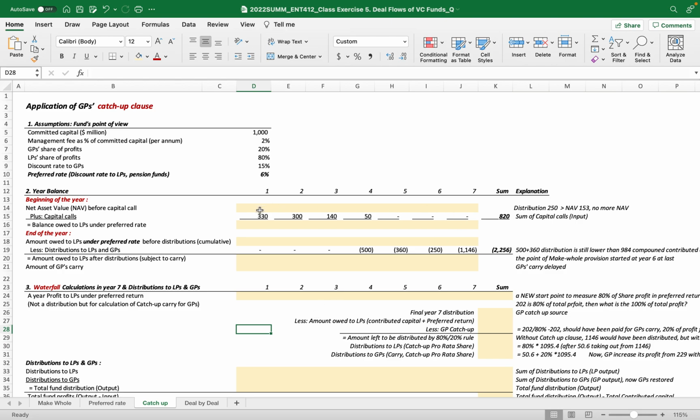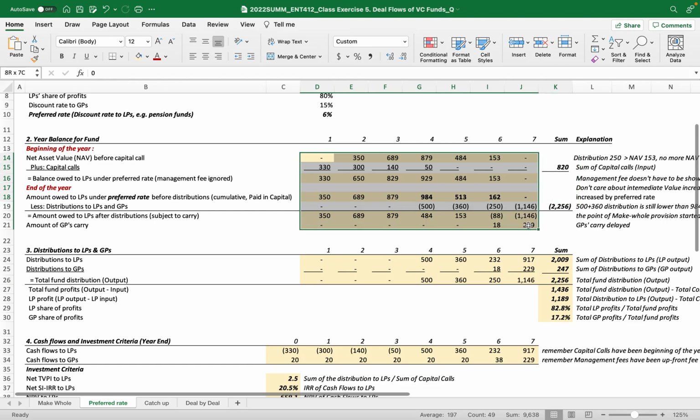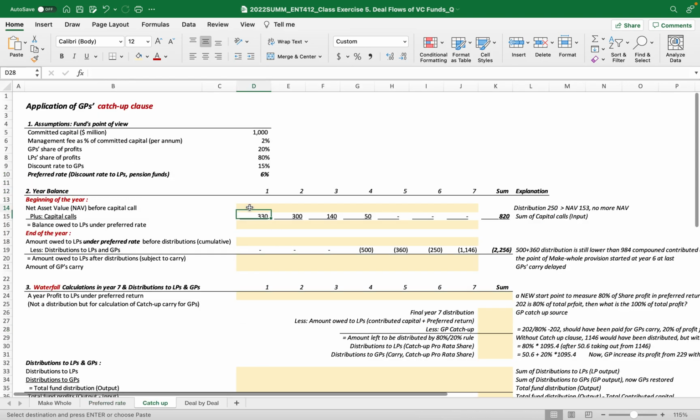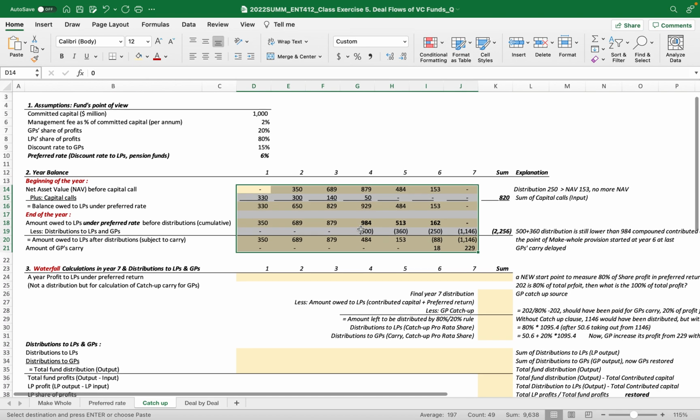Okay, so here, we have the same case, but we need one more step with this waterfall calculation, the profit distribution between the LPs and GPs. Here, the beginning and ending balance of the fund are exactly the same as what we already finished earlier. So let's get started from here.